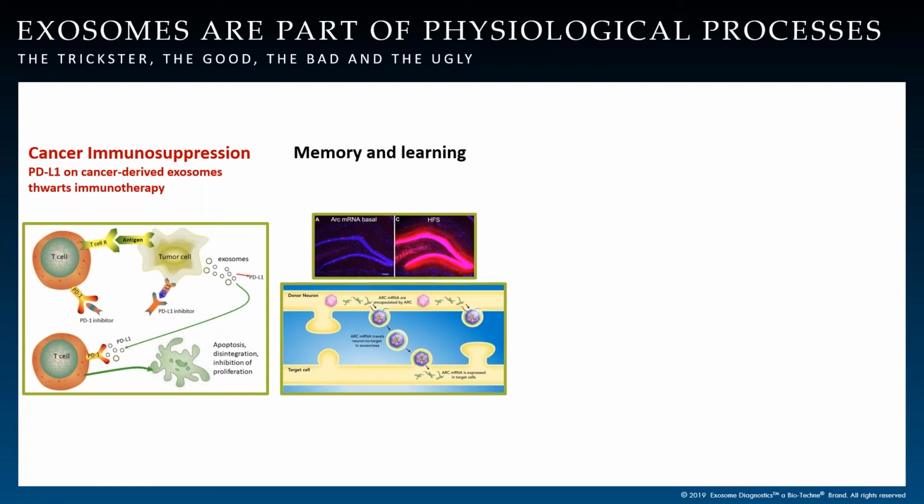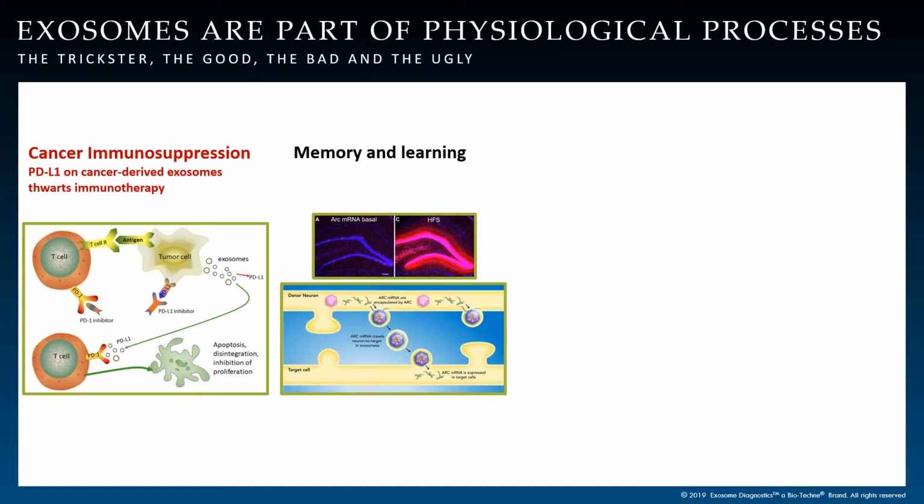Exosomes are also part of memory and learning. So I often say we're only part human. Half of our genome is actually transposons, transposable elements and jumping genes. And a part of those jumping genes are endogenous retroviruses. So we actually have a lot of these viral sequences in us.